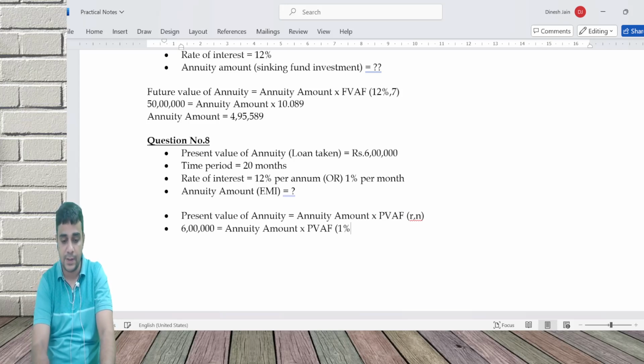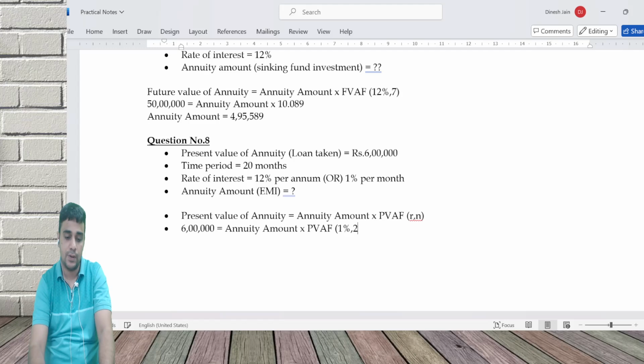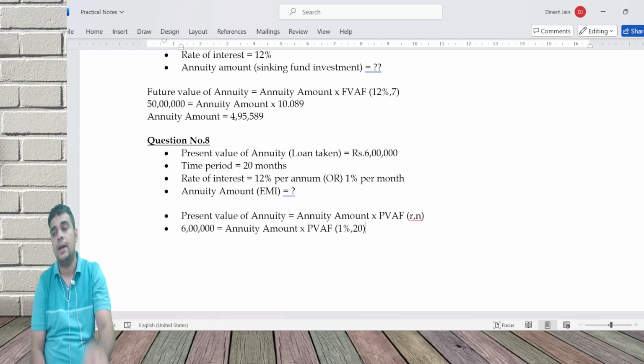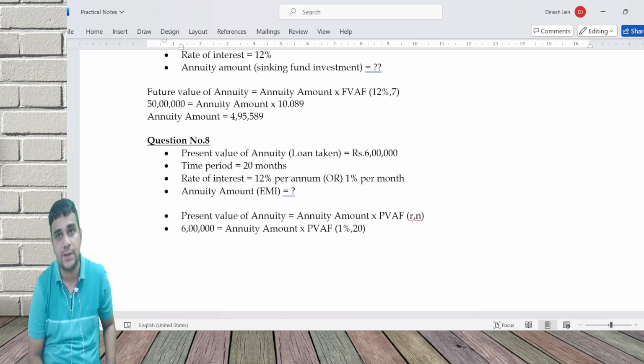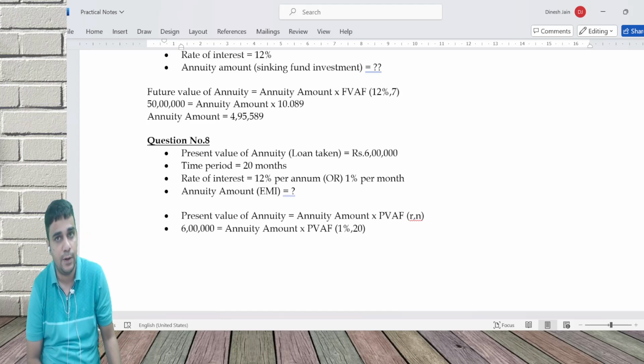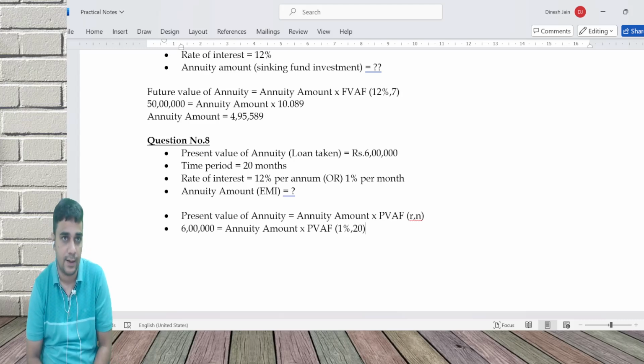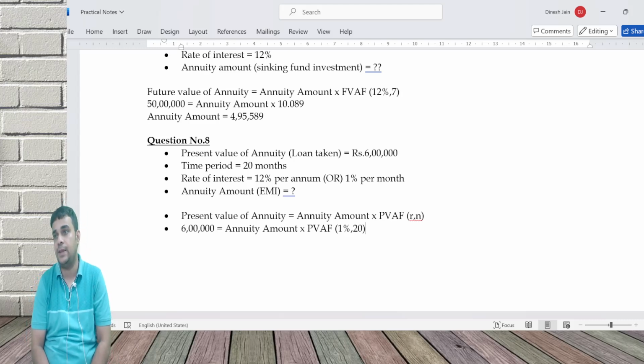It's not 12%, it is 1%. And N is what? 20 months. Let's assume the question says 5 years, then you will write N as 60. 5 years means 60 months. If you are doing monthly calculation, N has to be in months and R has to be monthly. Consistency is very critical. Consistency has to be there in the solution.